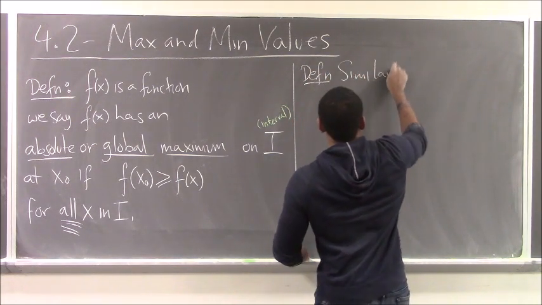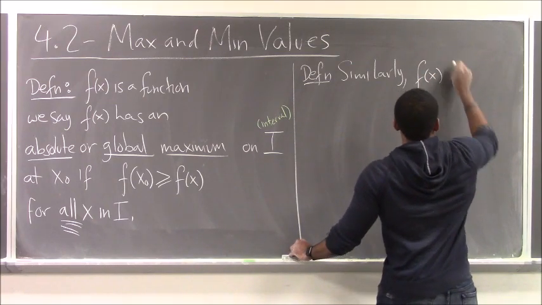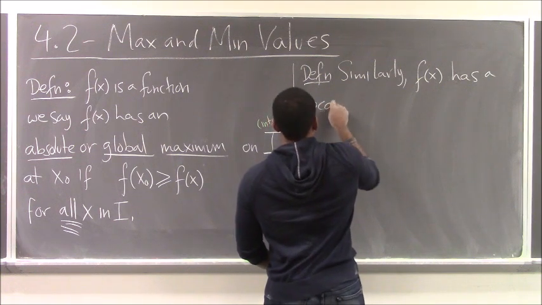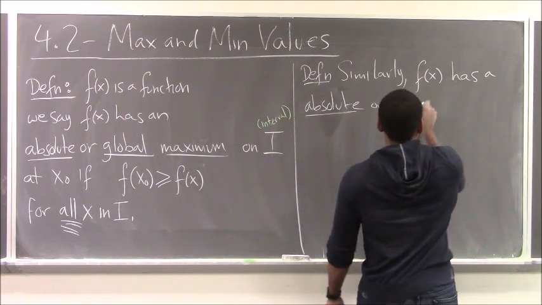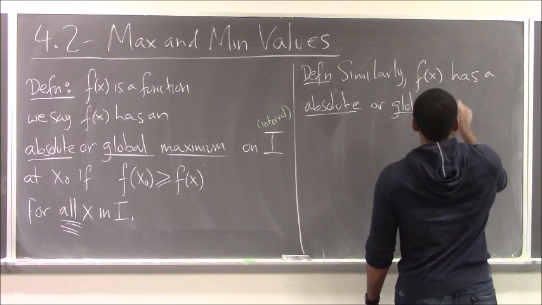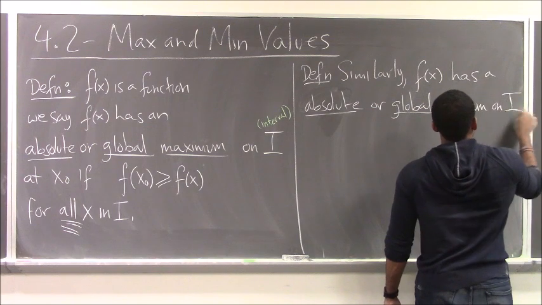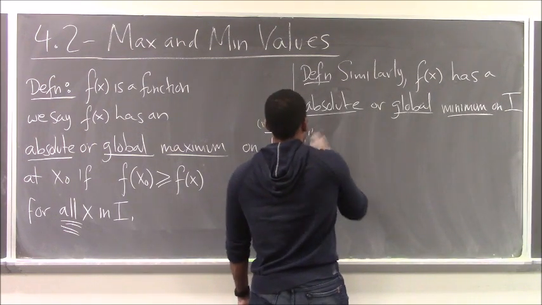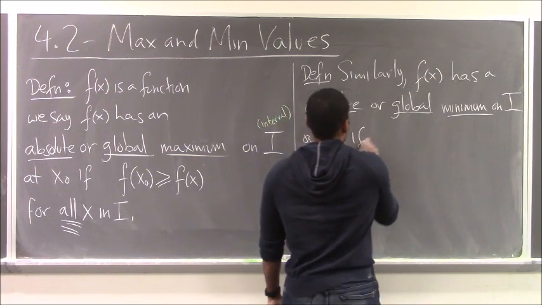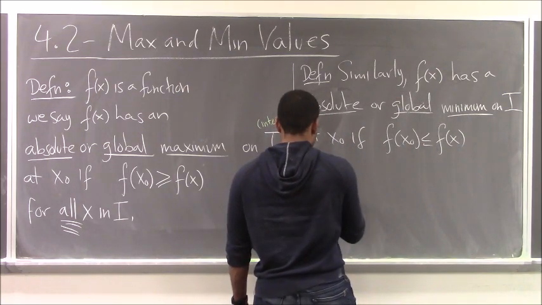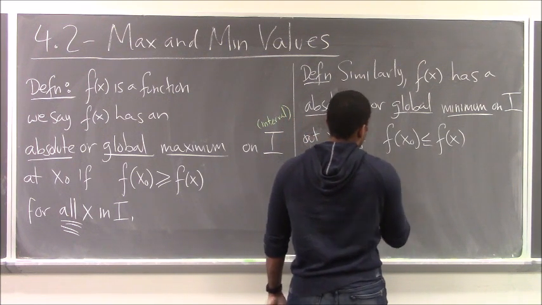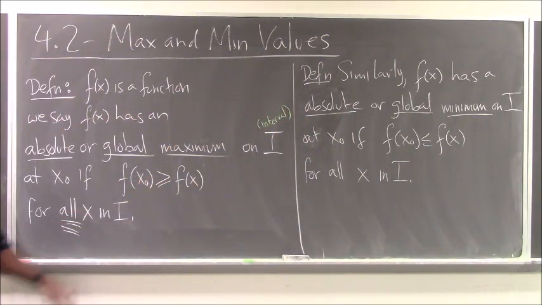Similarly, f of x has an absolute or global minimum on I if at x naught, f of x naught is less than or equal to f of x for all x in I. I'm going to illustrate what these mean in a little bit, but I'll give you some time to copy that down. Pause, 3, 2, 1, and let's move on.